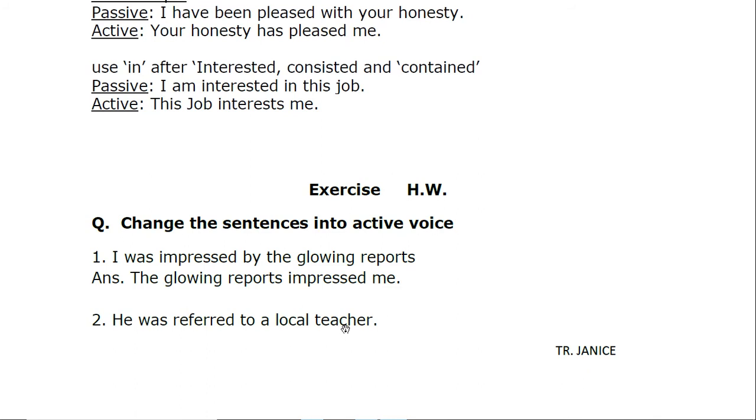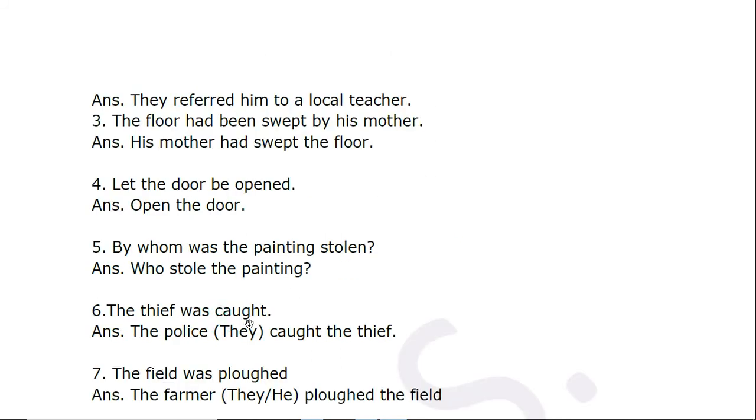So how will you change it? Someone, yes, someone referred him to a local teacher. So someone, or you can, okay, I've written here, they referred him to a local teacher. You can say they referred, you referred, he referred, she referred, someone referred. Referred whom? Him to a local teacher.